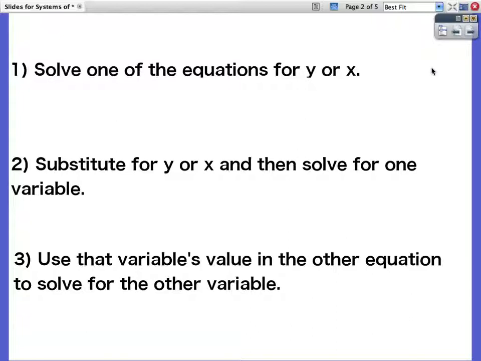So here are some steps in words. I know people learn in different ways, so if you like to have steps written down in words, these are some that I've made up for you. Solve one of the equations for y or x. Second step, substitute for y or x and then solve for one variable. Final step, use that variable's value in the other equation to solve for the other variable. Now, it's difficult to understand what these steps mean without an example, so that's where we're going to go next. But if you need to copy them down, feel free to pause.